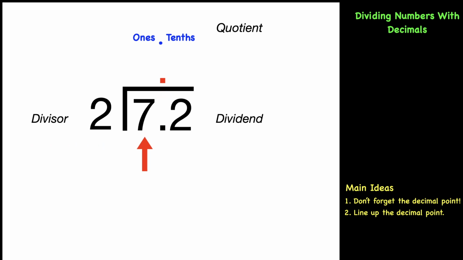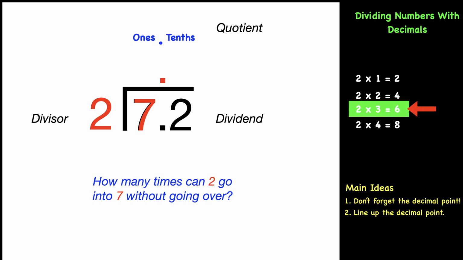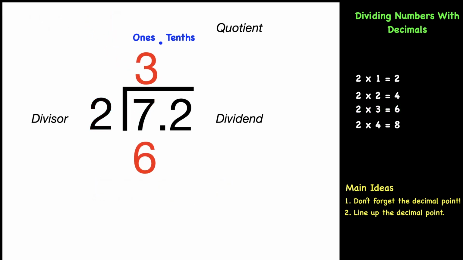Put your decimal point in between the ones and the tenths up top and ask yourself, how many times can 2 go into 7 without going over? Well, with our multiplication facts on the right side, we can see that the best answer would be 2 times 3 equals 6, and that's without going over the 7. We're going to use the 3 and the 6. The 3 goes on top and the 6 on the bottom. Then we would subtract. 7 take away 6 is 1.